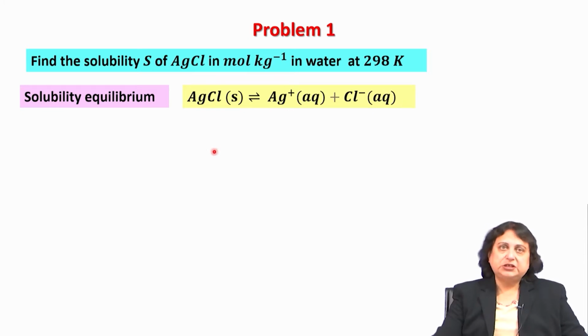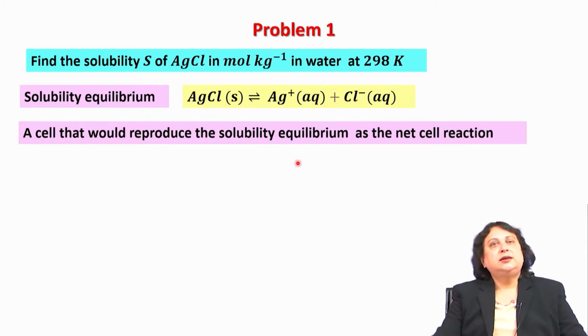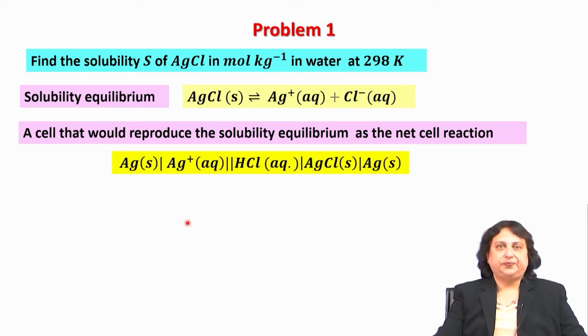Now, if I want to use an electrochemical method to determine the equilibrium constant associated with this solubility equilibrium, obviously the first step would be to design a cell in which the net cell reaction will have silver chloride solid giving you Ag+ aqueous plus Cl- aqueous. Now, let me propose the following cell that would reproduce the solubility equilibrium as the net cell reaction.